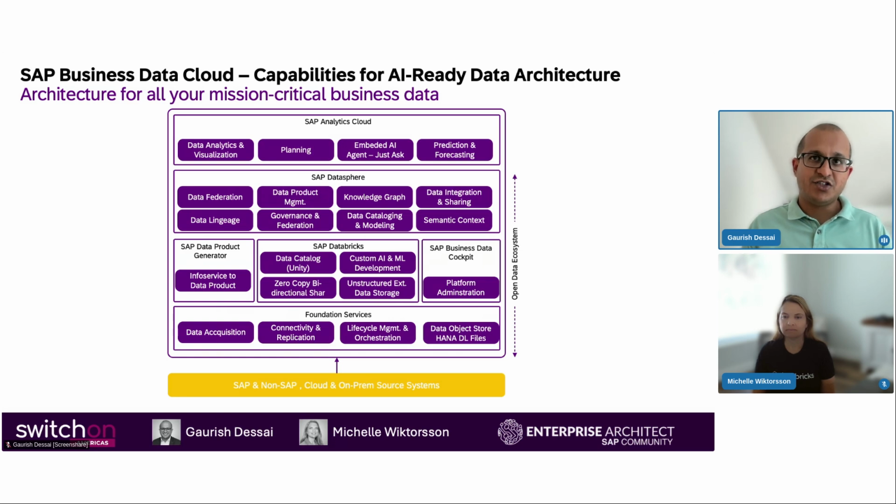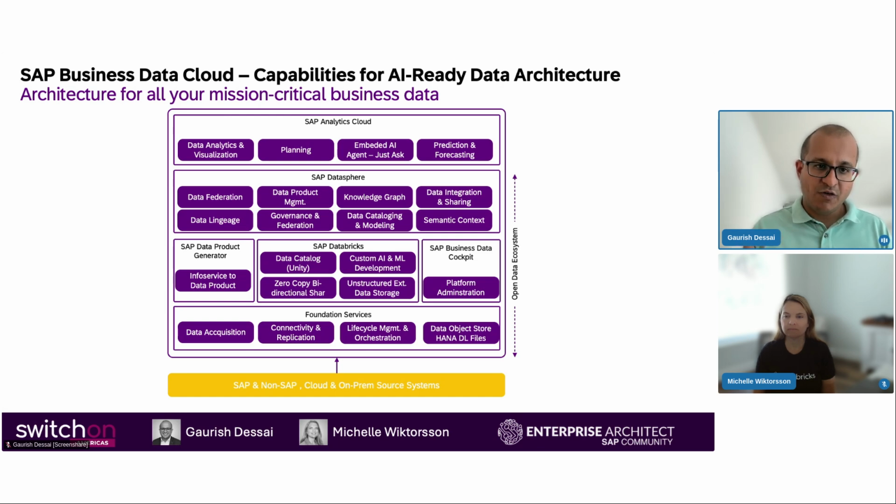And then finally, unstructured external data storage for all the unstructured data that you want to bring into Business Data Cloud. On top of that, we have the SAP Data Sphere, which is something that you are very familiar with. It's a mature product from SAP, which allows you to do data federation, data lineage management, data product management, governance, manage the knowledge graph, and then also work on cataloging, semantic context for the data, and then data integration and sharing. So that's the Data Sphere part of it.